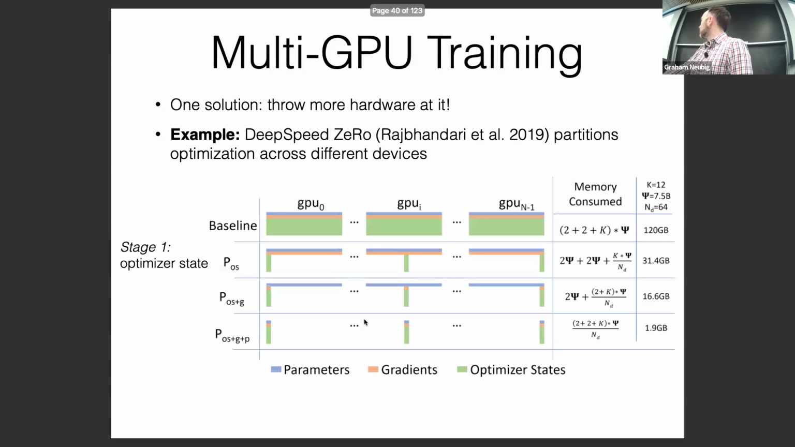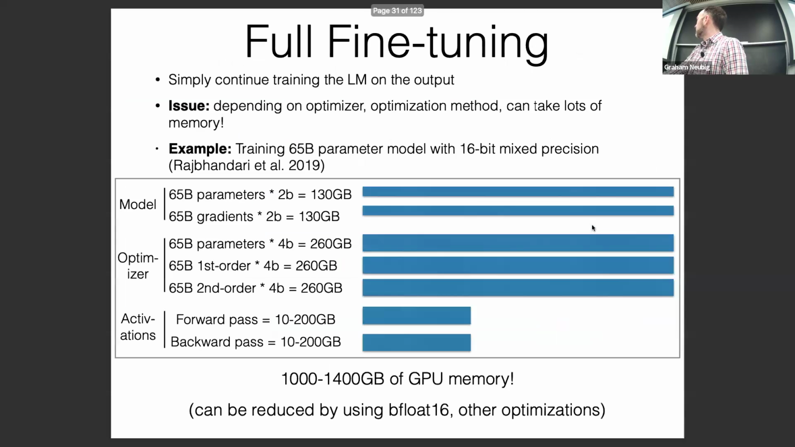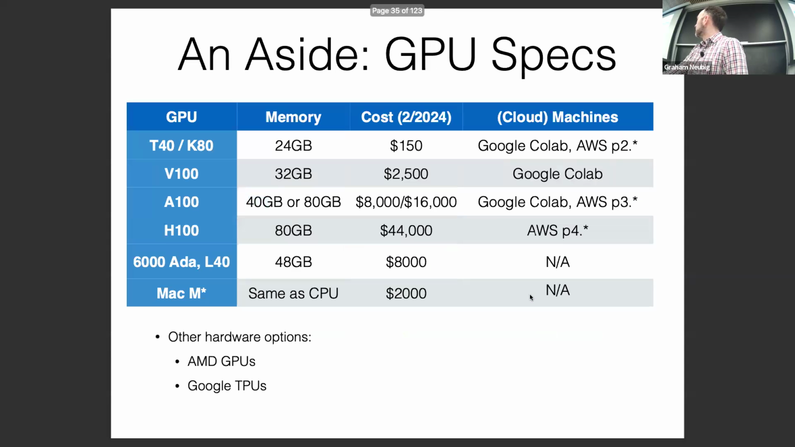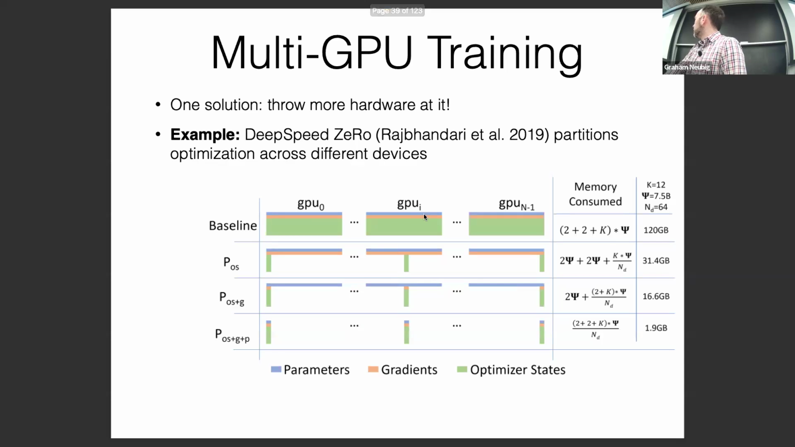There are different stages of DeepSpeed. The first one is this one right here. This says 2 plus 2 plus k, where k is the size of the optimizer state that I had here. So 2 bytes plus all of the bytes required for this. The blue is the first two, the orange is the second two, and the green is the third one. Basically the baseline is you hold all of these on each GPU.